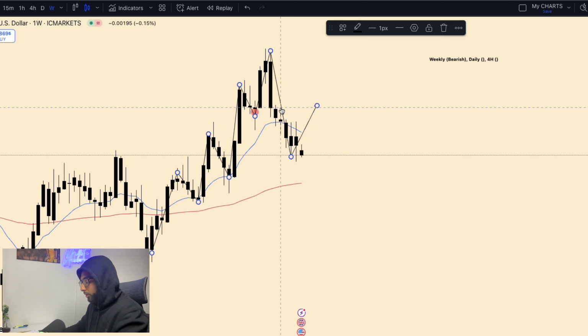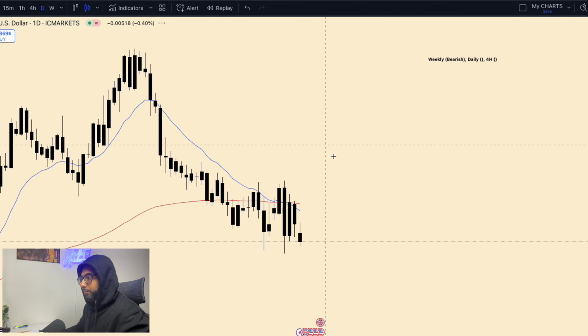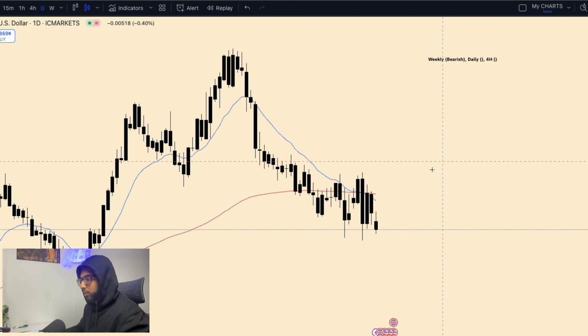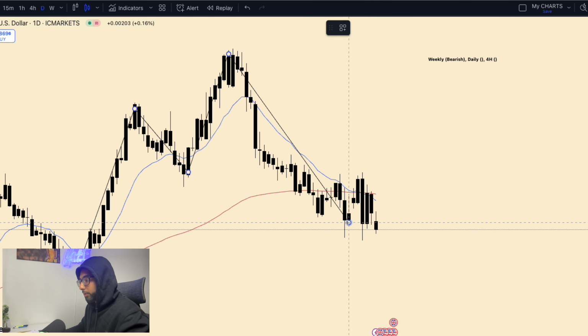Now what we're going to do is we're going to scale in. I'm going to go to the daily. Okay, now daily, again, we can see that we created lows, highs, a higher low, higher high, and then we broke these lows, and we're currently just creating new lows, right? We're currently creating new lows in the market.